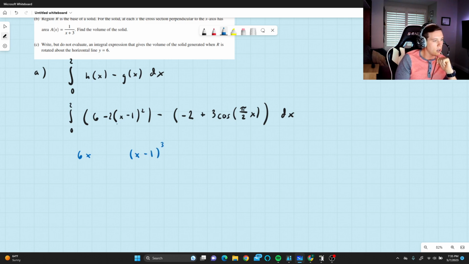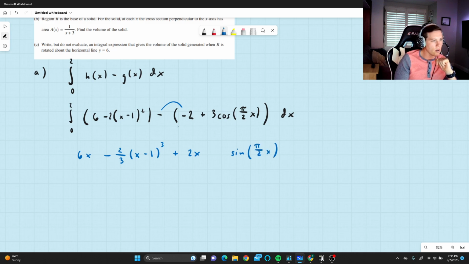I want a 1/3, and I want that negative 2 to still be there, so negative 2/3. And there's nothing inside I have to worry about. Minus, we can distribute the negative now to do plus 2x. Minus, we'll worry about that sign in a second. Flip the cosine to a sine of pi over 2x.